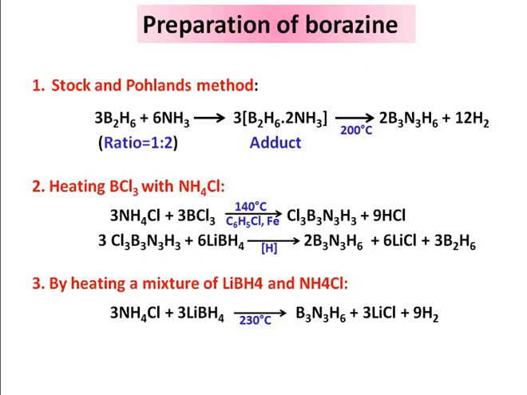Another method is heating boron trichloride with ammonium chloride at 140 degrees centigrade. Here chlorobenzene is used as solvent and iron as catalyst. First we get Cl3B3N3H3, and by reducing it with lithium borohydride we get Borazine. We also get Borazine by heating a mixture of lithium borohydride and ammonium chloride.